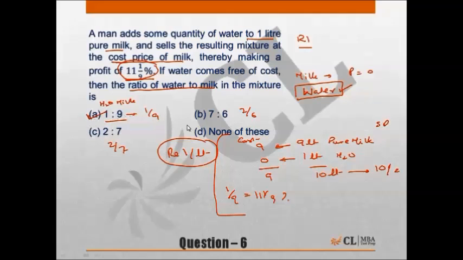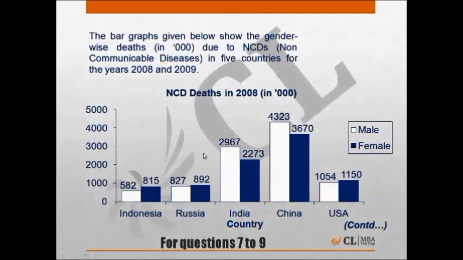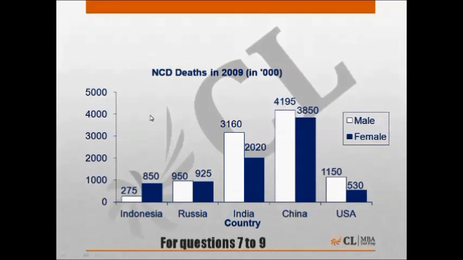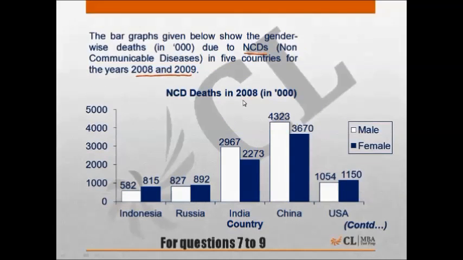Okay. Next question. Question 7 to 9. The bar graph below shows the gender-wise deaths in thousands due to non-communicable diseases in 5 countries for the years 2008 and 2009. Okay. Bar graph, rather two bar charts, one for 2008 and the other for 2009. For 5 countries, Indonesia, Russia, India, China and USA, it gives the total number of deaths separately for men and women.